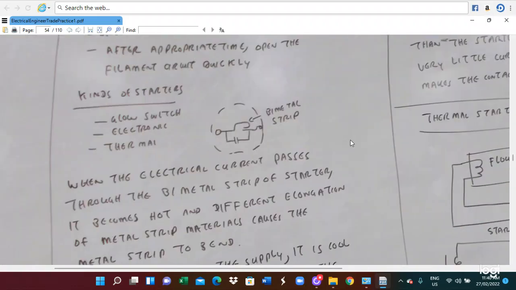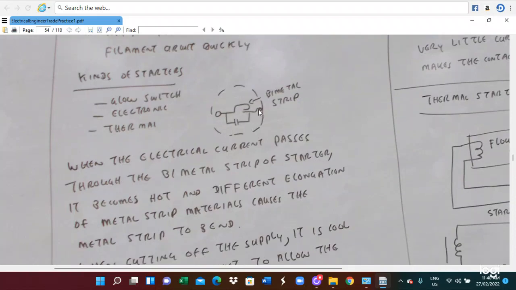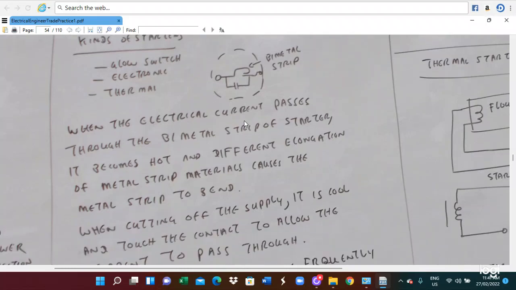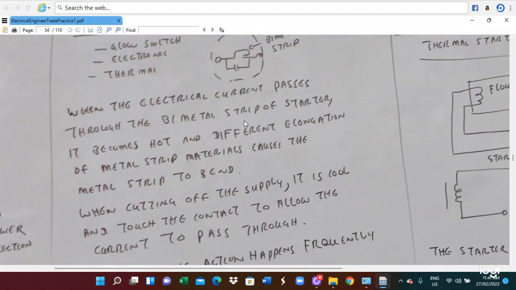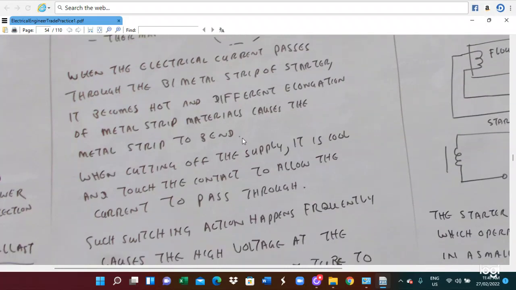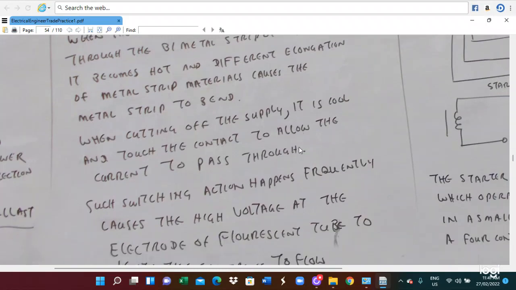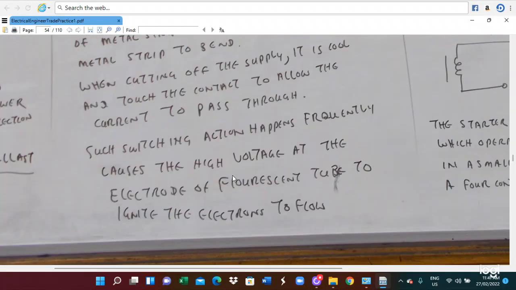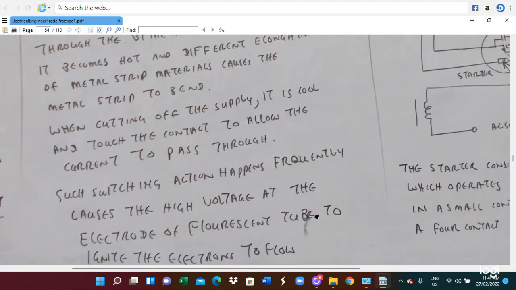The kind of starter function is to allow switching of the electrons, like a thermostat. So a bimetal strip is a kind of starter. The starter function is that it can switch off: when the electrical current passes through the bimetal strip of the starter, it becomes hot, and the different elongation of the metal strip causes the strip to bend. When the supply is cut, it cools and the contact is restored to allow the current to pass through. Such switching action happens frequently and causes a high voltage at the electrodes to ignite the electrons to flow. This is the function of the starter switch.